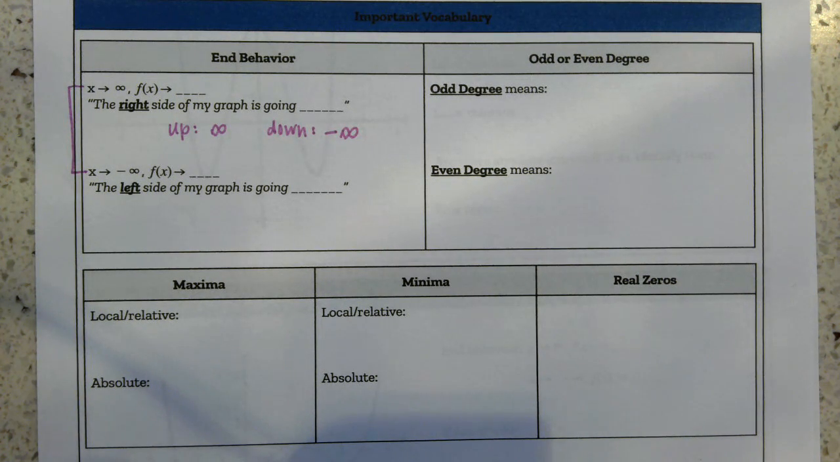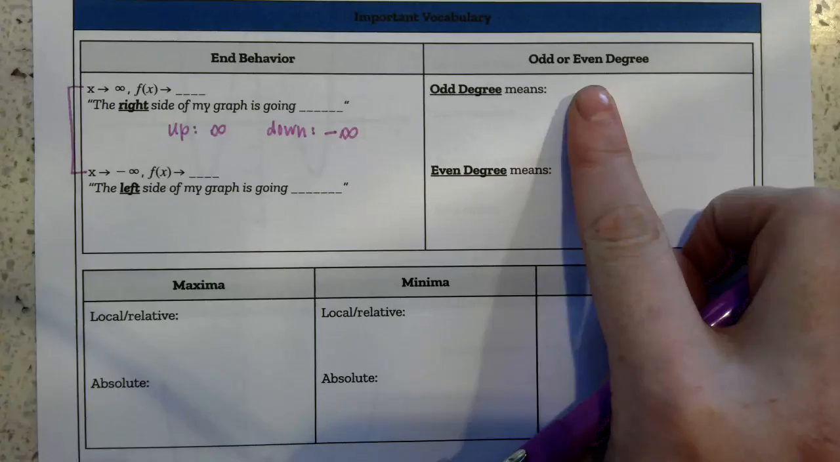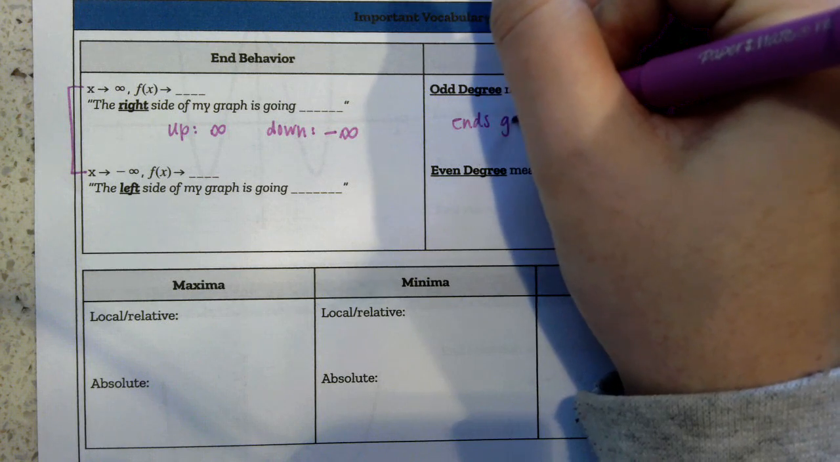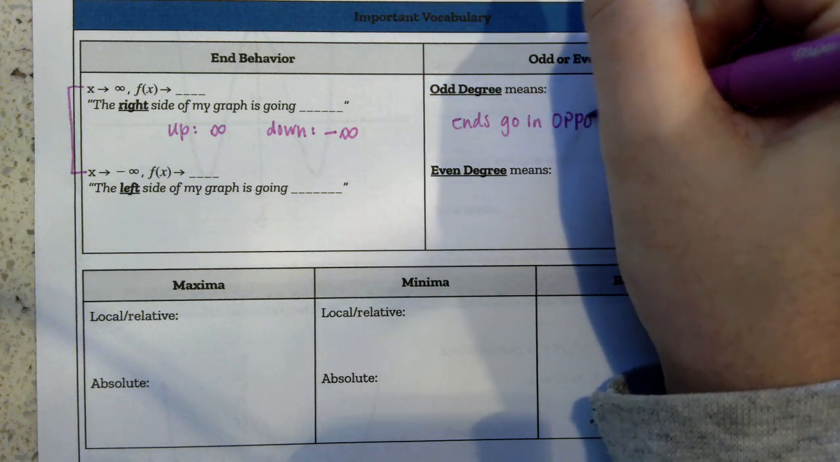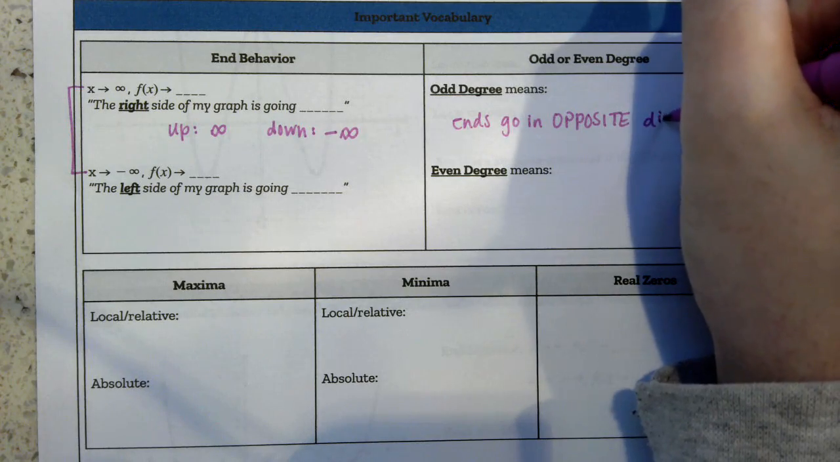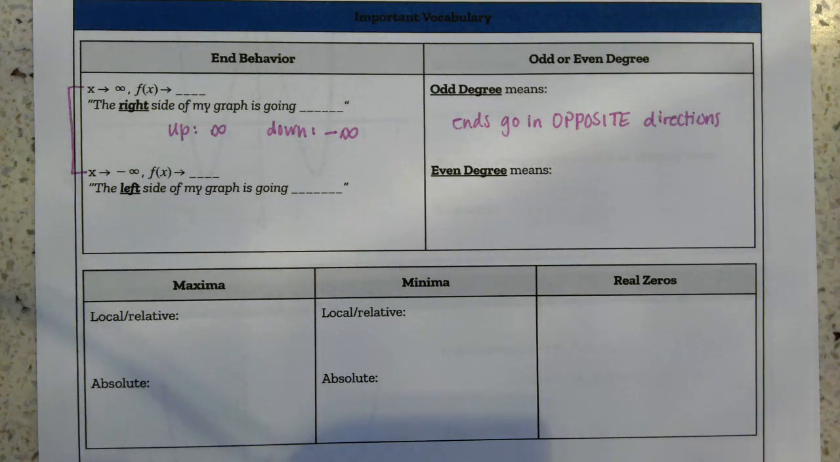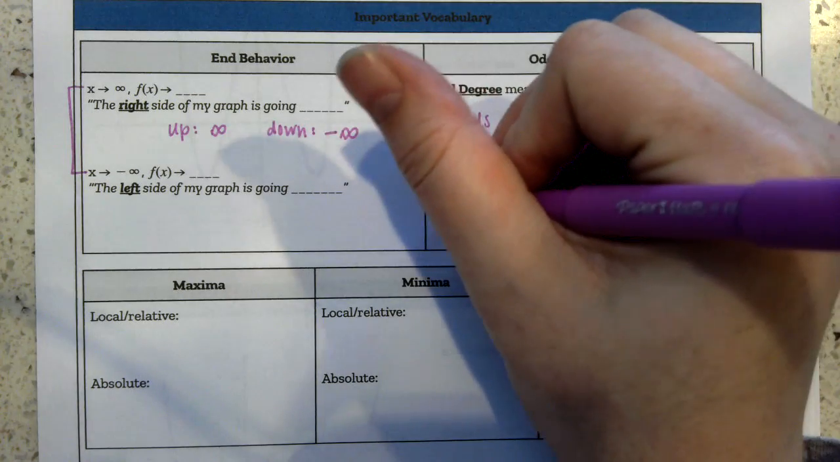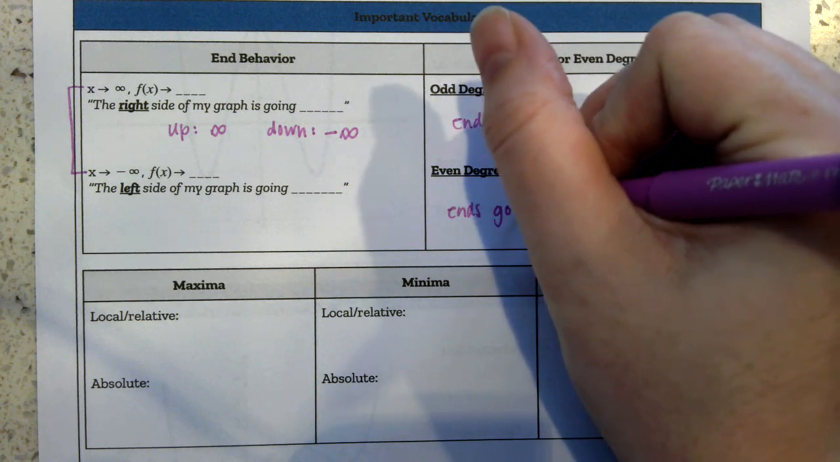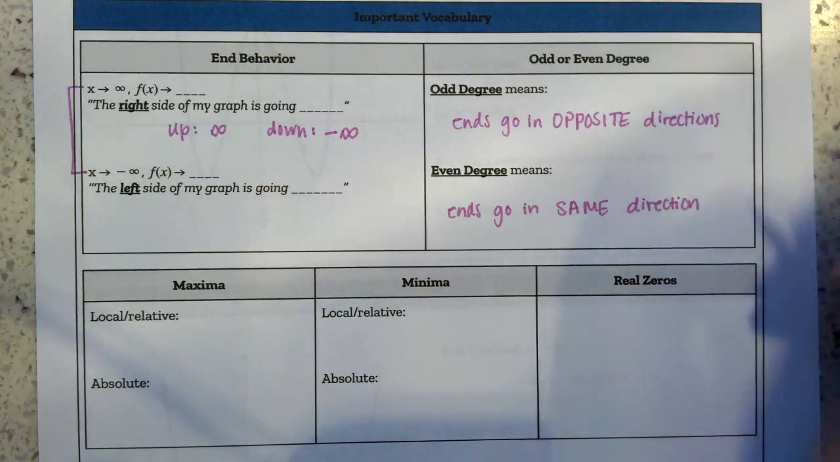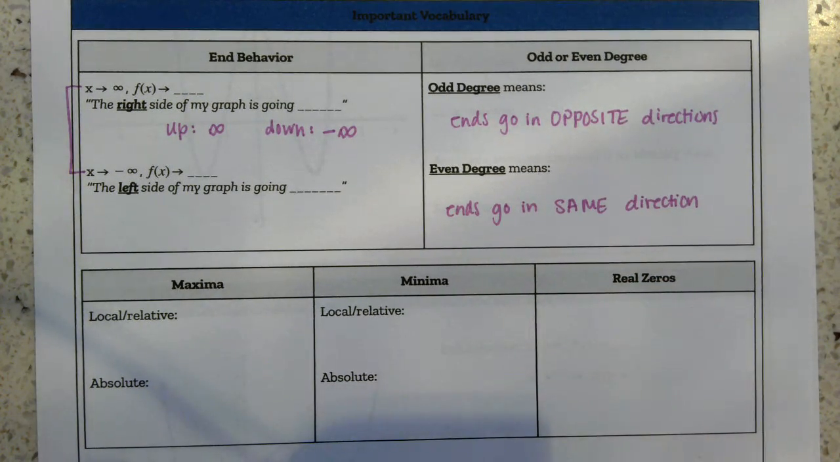Kind of related to that is whether our polynomial is an even or an odd degree. An odd degree means that the ends go in opposite directions. I remember that because odd and opposite start with the same letter. And with even, the ends go in the same direction. Pause it if you need to get that down, but I'm going to go down to the example and talk about how to find these 2 characteristics.